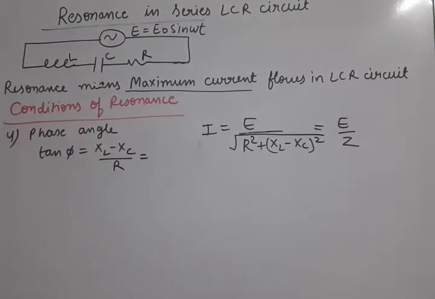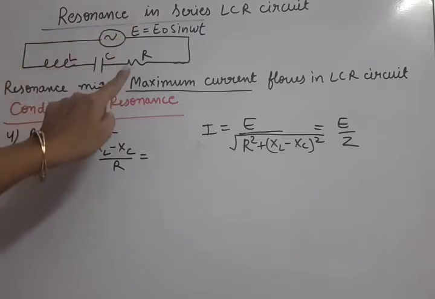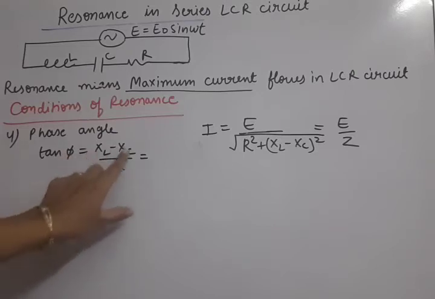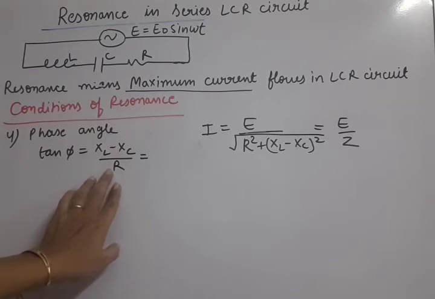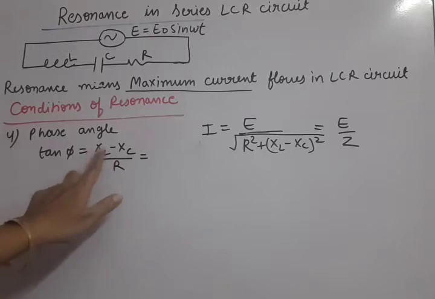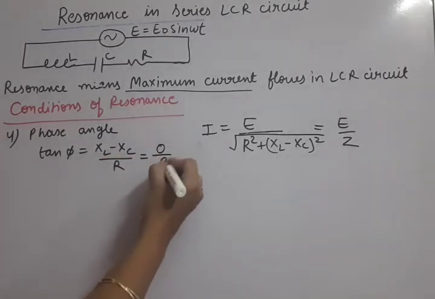Okay, after understanding three conditions, the fourth condition is phase angle. Let us calculate the phase angle between voltage and current of this circuit when it is in resonance. We have studied that the phase angle formula is tan phi equals XL minus XC upon R, or XC minus XL upon R. Now we know that at resonance XL and XC are equal, so if I put XL equal to XC, the numerator term is 0.